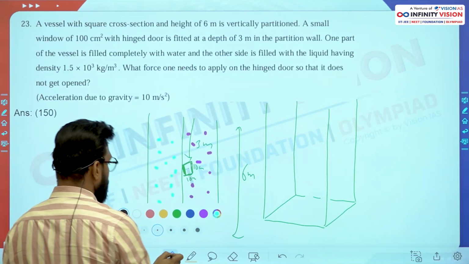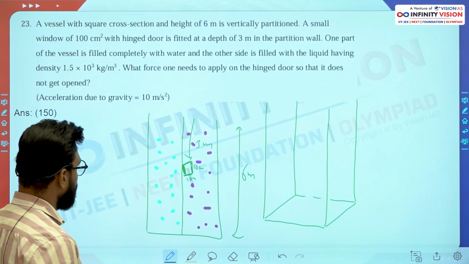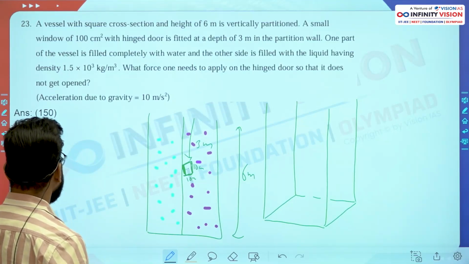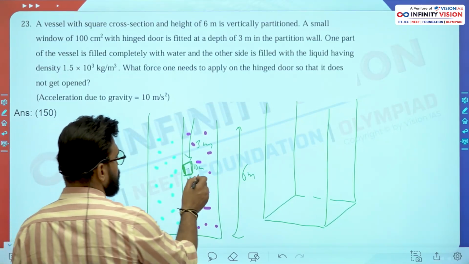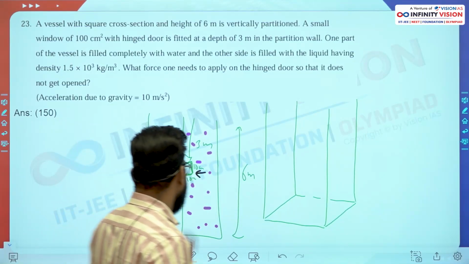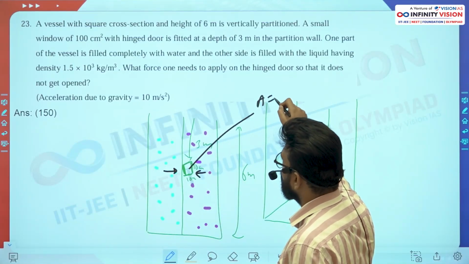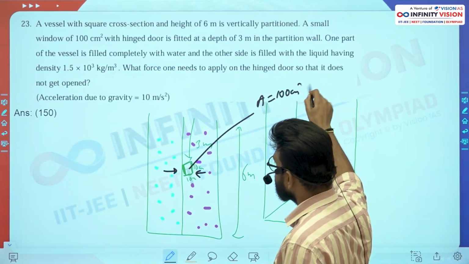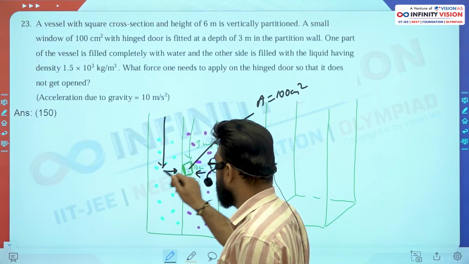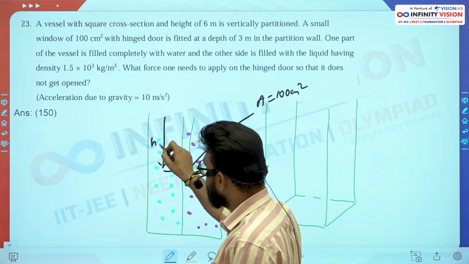Next, what force does one need to apply on the hinged door so that it does not open? That means this liquid would also apply some force, and this liquid would also apply some force. The area of this window is already given to you as 100 centimeter square, at a depth of 3 meter in this liquid, and in the other liquid let this depth be h.